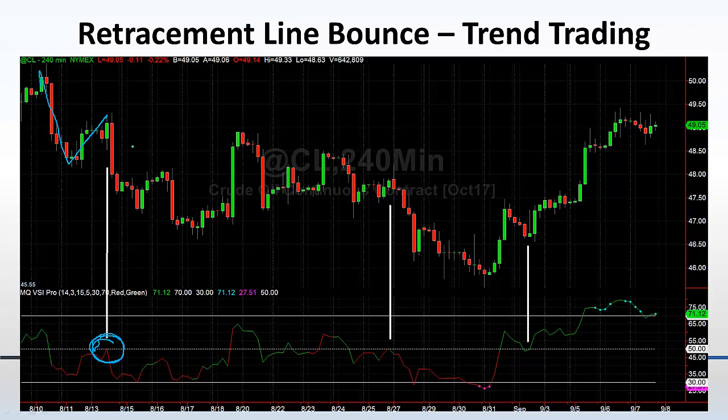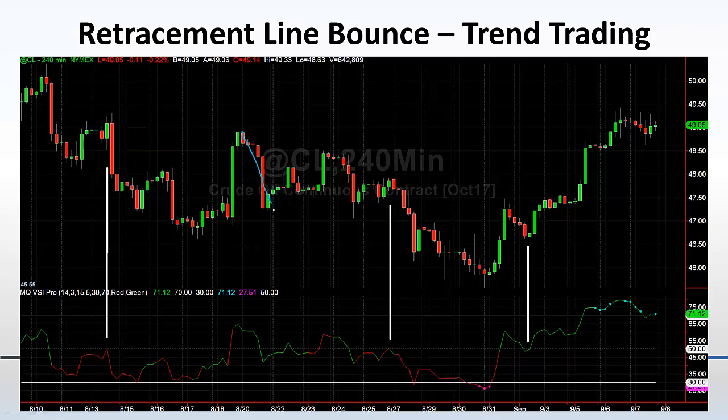Once it tests that, then we can look for the break of the previous bar's low right here, and we're selling with our stop above the high. And then we look for, once again, immediate follow through and for the trend to continue. Same thing happens over here.